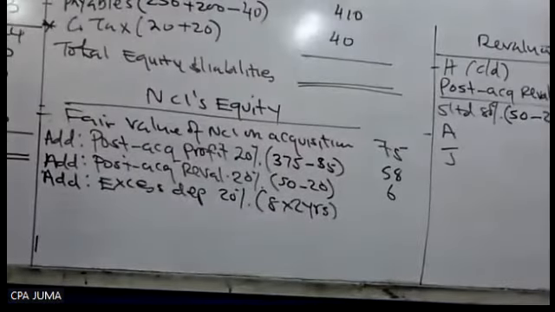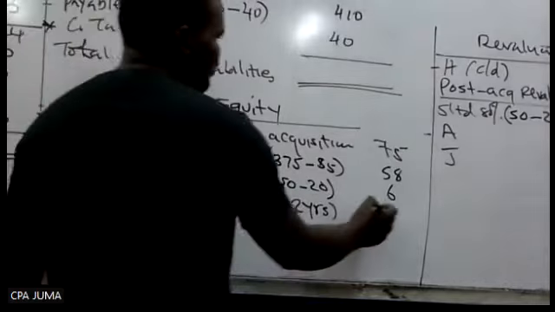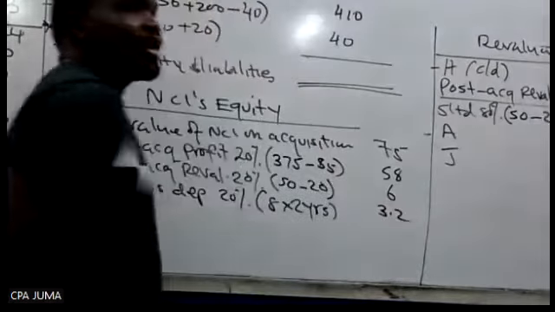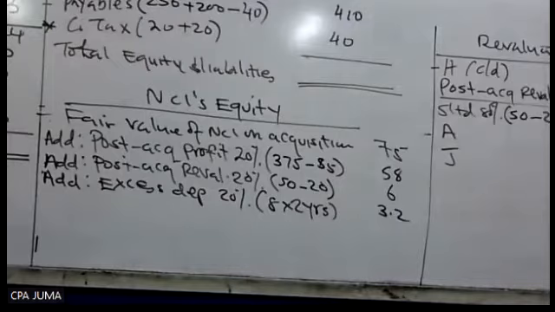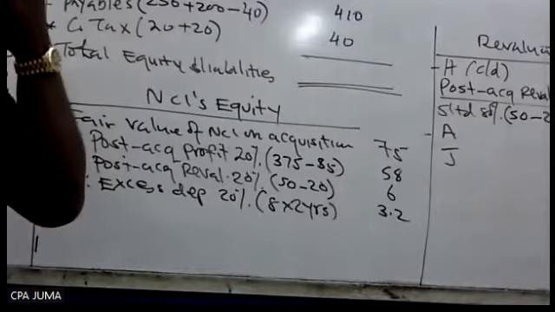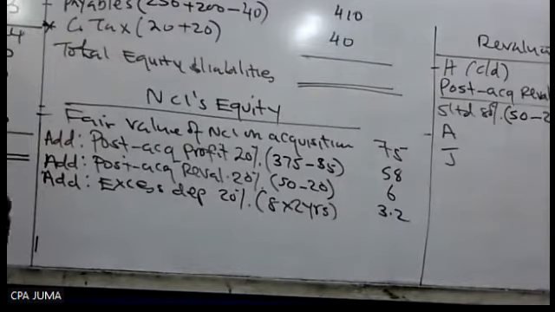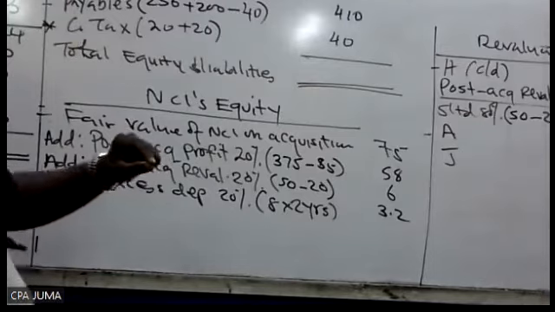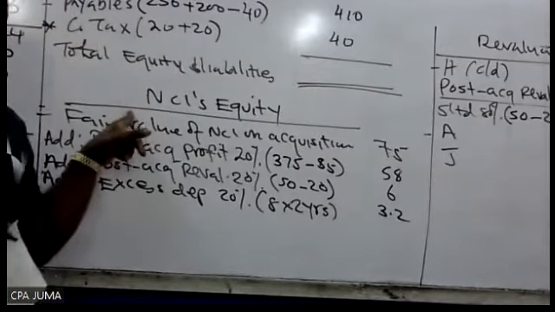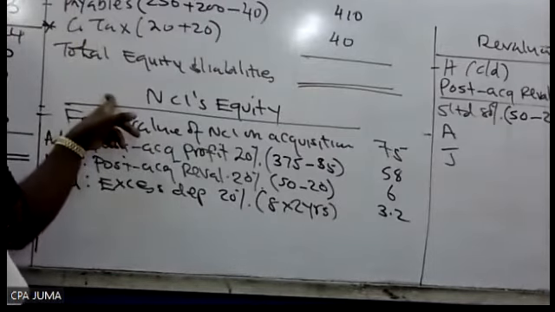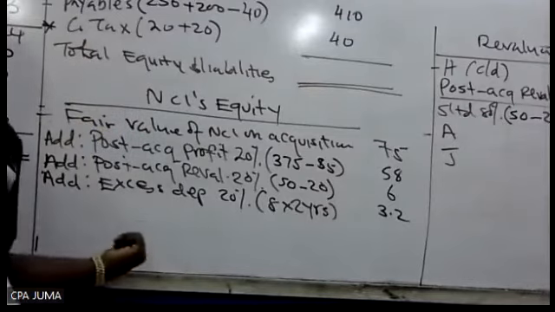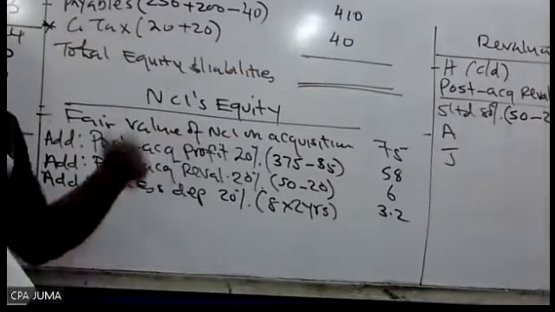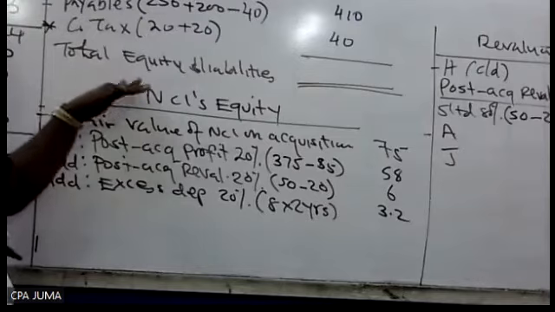That one will be 16 times 20%, 3.2. You add. There was impairment. Did NCI participate in the goodwill determination? Yes, it was full method. So if it is full, NCI participated in goodwill determination. You participate in goodwill determination, you also suffer the impairment thereafter. But if it was partial, then NCI will not be party to impairment.